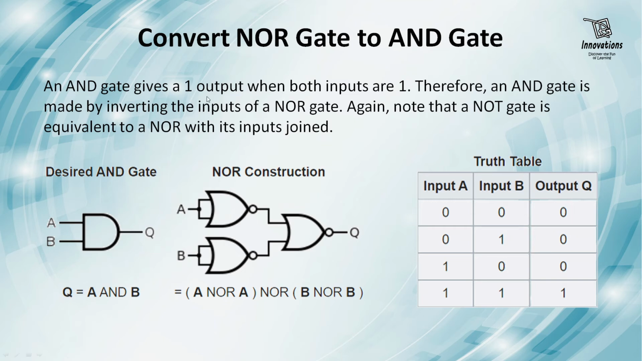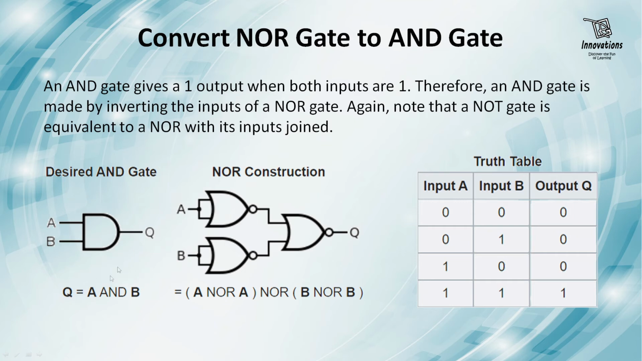Now, after seeing the practical demo of the OR gate, we will now implement the AND gate using a NOR gate. An AND gate gives output 1 when both inputs are 1. Otherwise, when any of the inputs are 0 or all the inputs are 0, the output will be 0. Therefore, an AND gate is made by inverting the inputs of a NOR gate. Again, note that a NOT gate is equivalent to a NOR gate with its inputs joined, as we have said earlier.